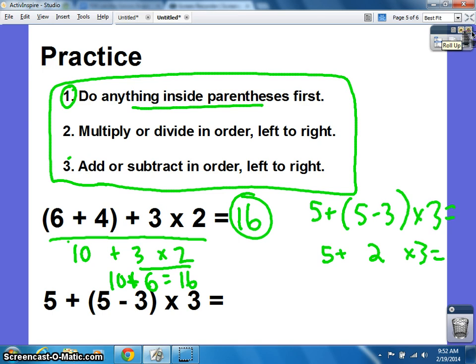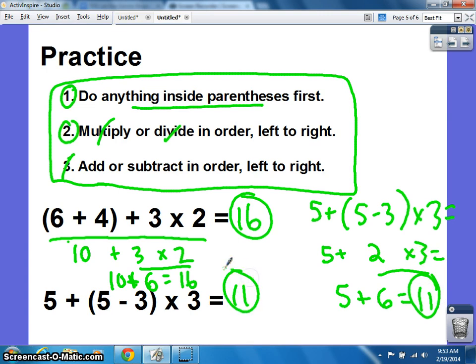Now, the next step says multiply or divide in order left to right. So I'm going to go left to right. Multiplication's up next. It's 2 times 3, so I'm going to write 5 plus, solve this expression, 2 times 3, which is 6. It equals a number. And then last step, since we don't have any division, done with both of those, we add or subtract from left to right in order. So 5 plus 6 is 11, and there is our answer to that expression. So hopefully you got that correct.